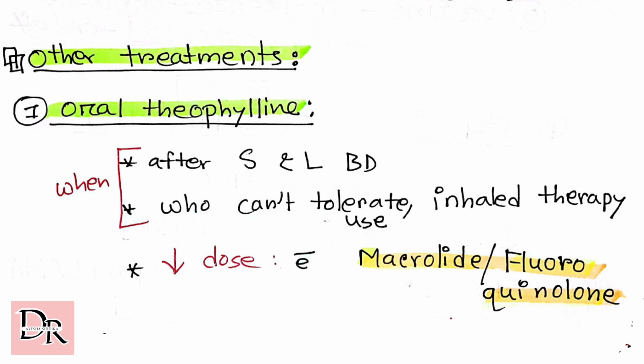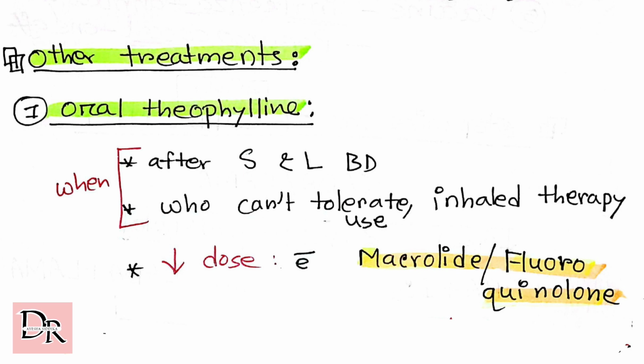And there are other options that I have mentioned. I'll say one by one. First of all, we can provide oral theophylline, then oral prophylactic antibiotics, mucolytics, cor pulmonale, also long-term oxygen therapy. We'll talk about them now. Like oral theophylline, when we'll provide oral theophylline.